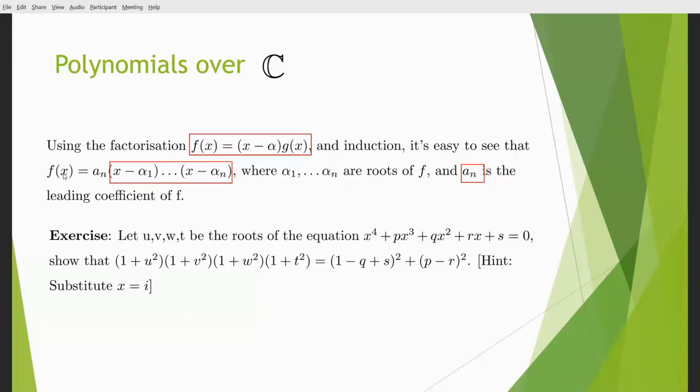So f of x is an x power n plus an minus 1 x power n minus 1 and so on up to a naught, and on the right hand side you have c times x minus alpha 1 times x minus alpha 2 and so on up to x minus alpha n. So what do you do after this? Why will an be equal to c? The leading coefficient of x minus alpha 1 times x minus alpha 2 and so on up to x minus alpha n is 1. So the leading coefficient of the right hand side will be c, and the leading coefficient on the left hand side will be an. So you can equate the coefficients when you are viewing over complex numbers, and that's why c will be equal to an.